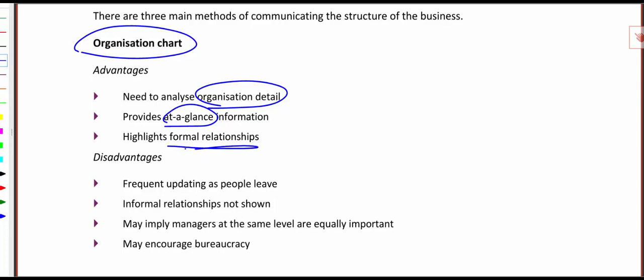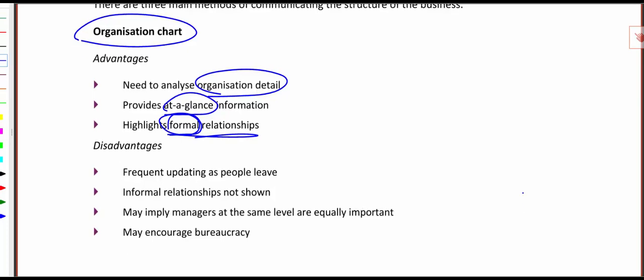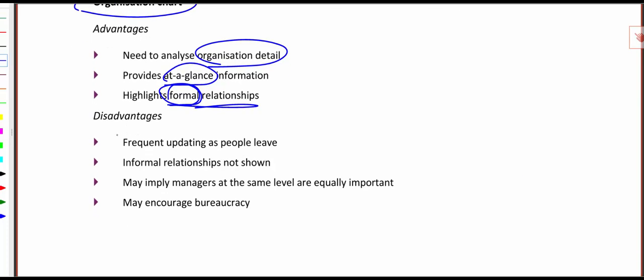And also highlights formal relationships. And obviously we've specified their formal relationships. It doesn't really show me the actual relationships of the business, it shows me what they should be. And I guess that's going to be one of our disadvantages. So disadvantages: obviously every time somebody leaves we need to update it. So you might find, in fact, a task for you, go into work tomorrow, find your organisational chart and see if there's anybody on there who's already left. It might be interesting to see how updated yours is.